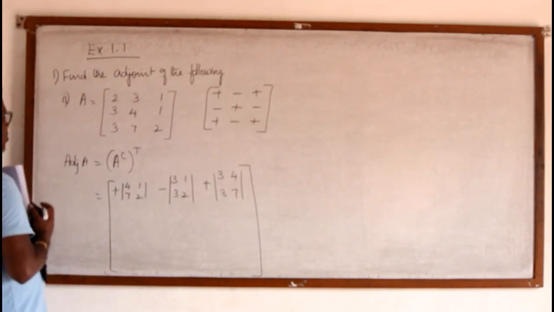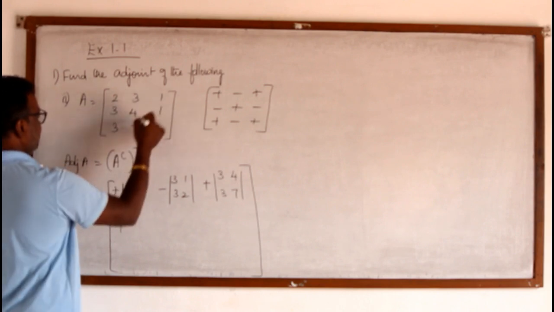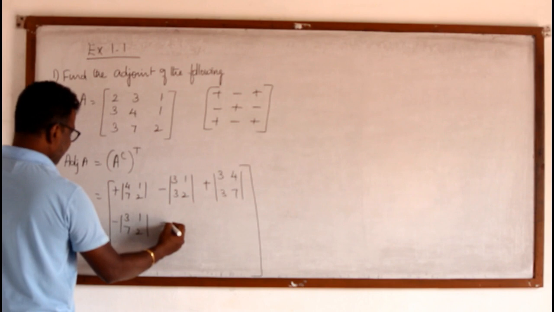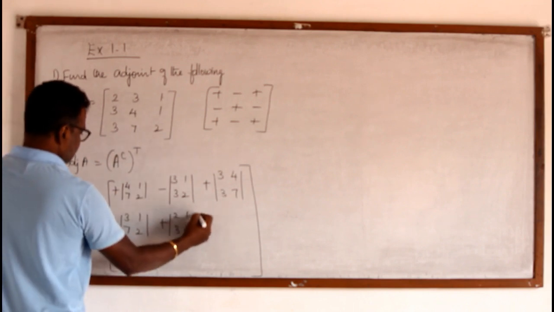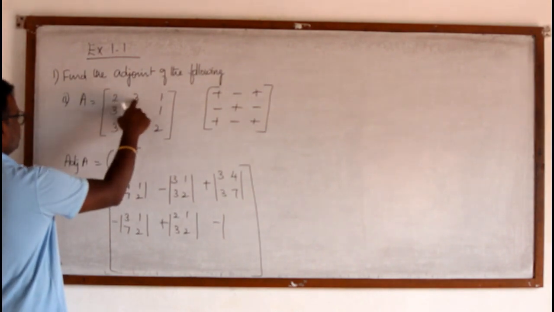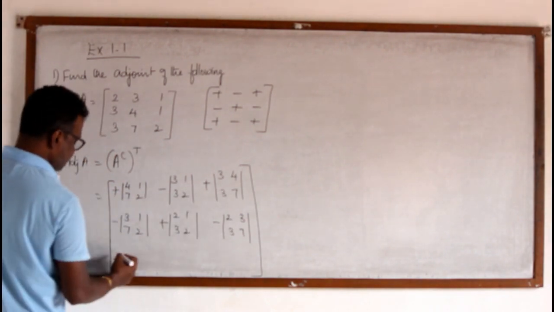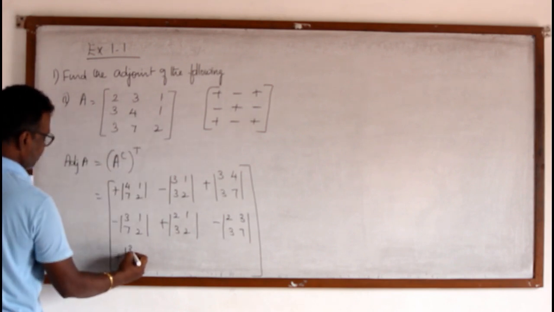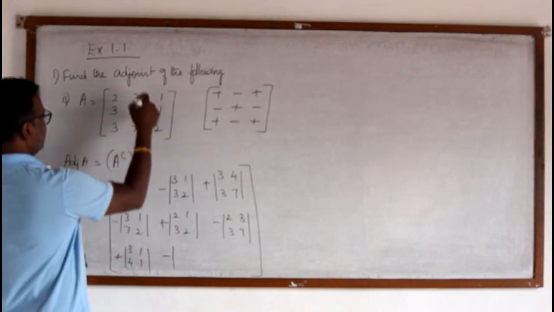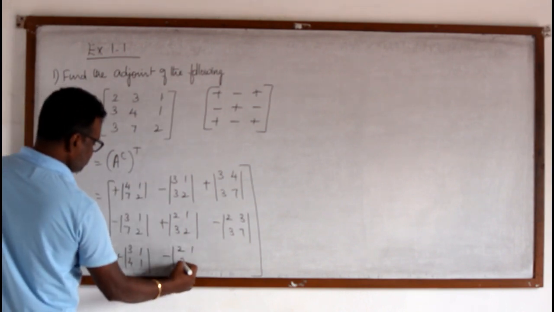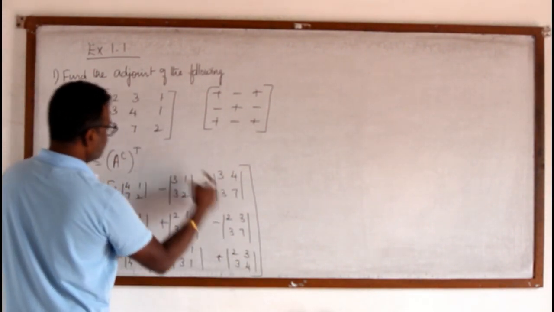So I have to find out the determinant, the cofactors for each element. Now next one is minus. Omit the row and column of this 3: 3, 1, 7, 2. Then plus. For the middle number 4, omit its row and column, you get 2, 1, 3, 2. Minus. Omit the row and column of 1: 2, 3, 3, 7. Then plus, minus, plus. Omit the row and column of this one: 3, 1, 4, 1. Minus. Omit the row and column of this 7: 2, 1, 3, 1. Plus. Omit the row and column of 2: 2, 3, 3, 4. Correct?